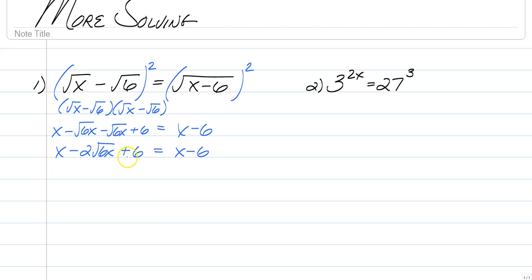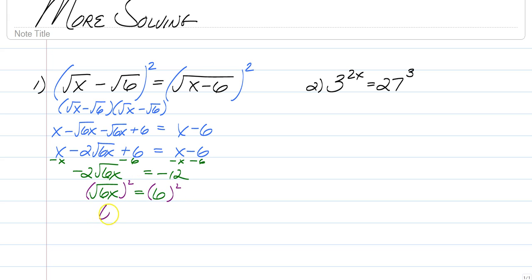So now we're going to subtract the 6 from both sides, and we're going to subtract our x from both sides, and that's going to give us a negative 2 square root of 6x is equal to a negative 12. Divide both sides by a negative 2, that's going to give us the square root of 6x is equal to a positive 6. And now we can square both sides again. And that will give us 6x is equal to 36, which means x is equal to 6. Okay? And if you have to write it in set notation, of course, that is a solution, so we would just have 6 is a solution. So that's the first one.